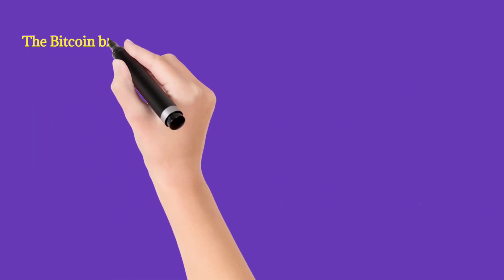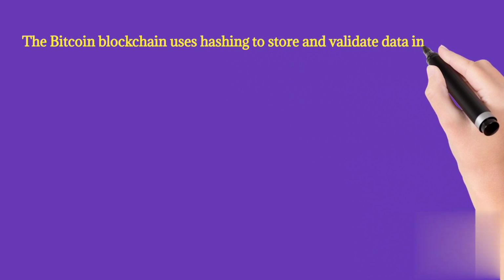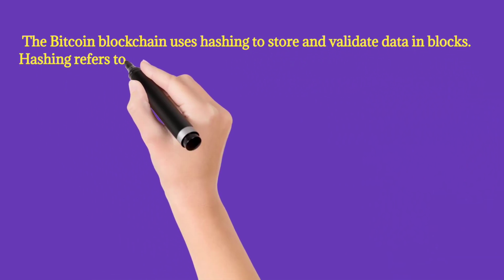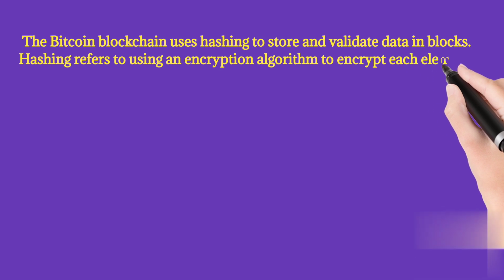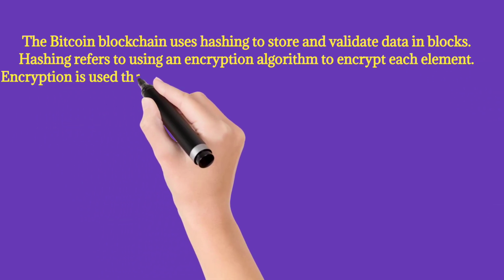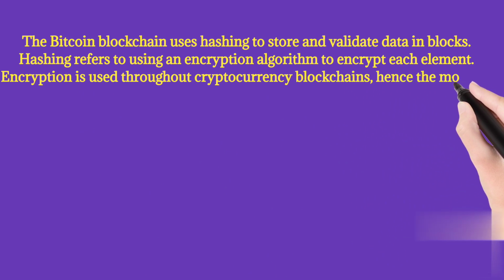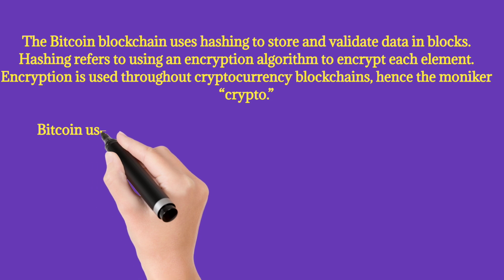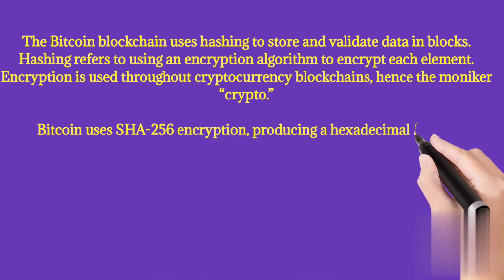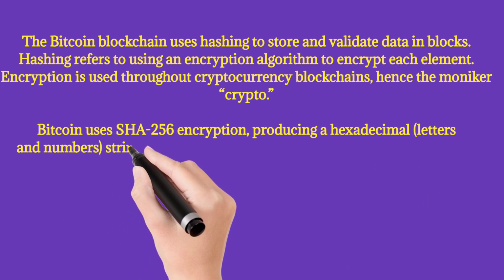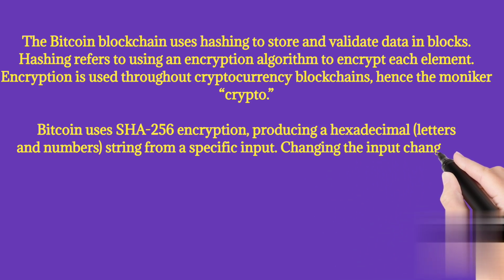The Bitcoin blockchain uses hashing to store and validate data in blocks. Hashing refers to using an encryption algorithm to encrypt each element. Encryption is used throughout cryptocurrency blockchains, hence the moniker, crypto. Bitcoin uses SHA-256 encryption, producing a hexadecimal, letters and numbers, string from a specific input. Changing the input changes the output.